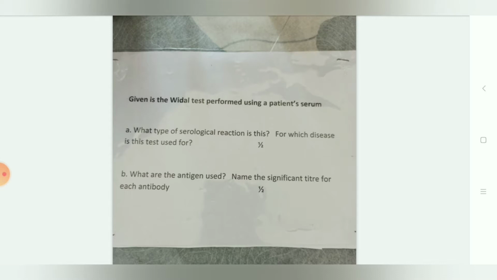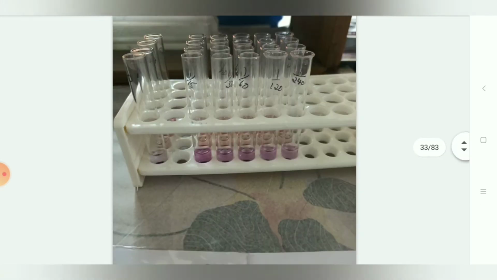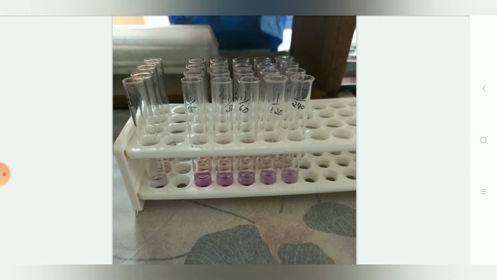Okay. So the questions asked are: what type of serological test is this? It is a tube agglutination reaction. For which disease is this test used? Tube agglutination reaction is used for enteric fever.